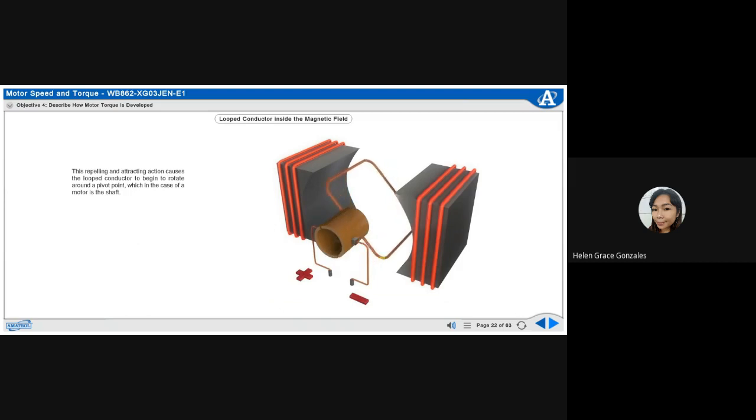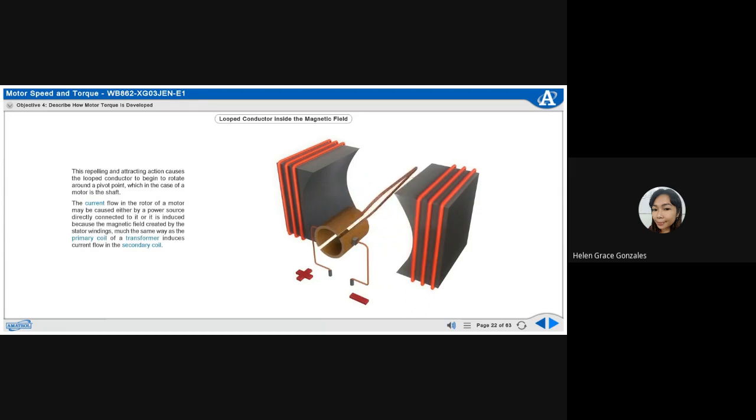This repelling and attracting action causes the looped conductor to begin to rotate around a pivot point, which in the case of a motor is the shaft. The current flow in the rotor of a motor may be caused either by a power source directly connected to it, or it is induced by the magnetic field created by the stator windings, much the same way as the primary coil of a transformer induces current flow in the secondary coil.